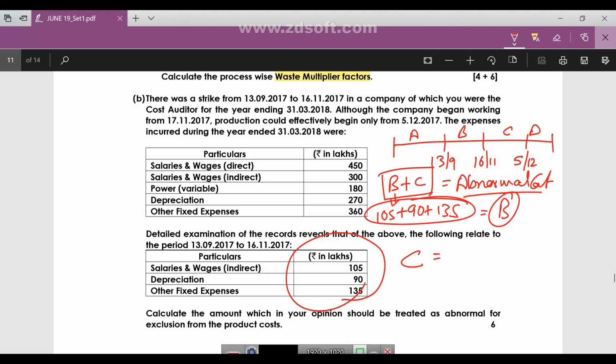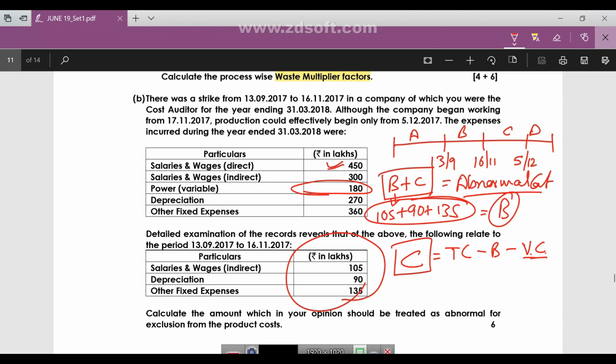Now the only challenge which you need to take is, what is the period C cost? Period C cost will be total cost minus period B cost minus variable cost, and the only variable cost which is there in this question is 180. So you need to reduce 180 to compute the period C cost.